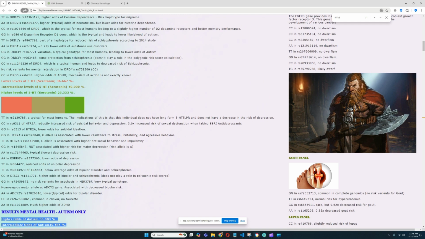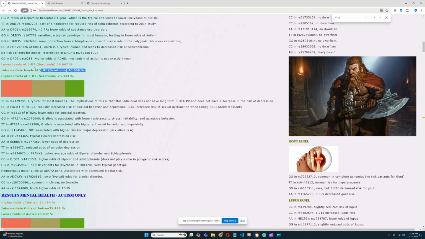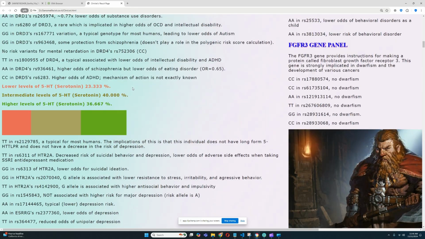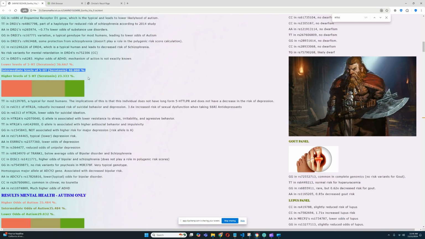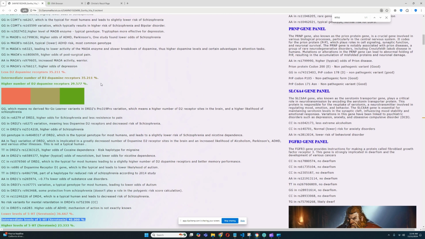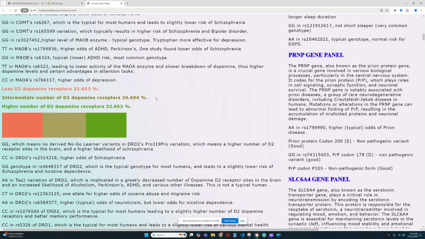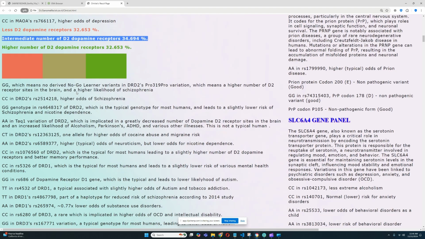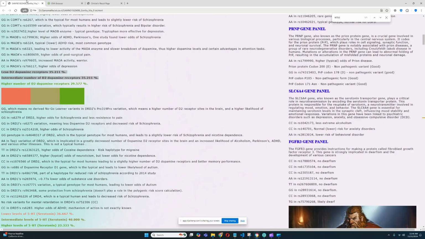And for levels of 5-HT and serotonin, Gorilla's got intermediate levels. What about chimp? Chimp has also got intermediate. Interesting. What about D2 receptor sites? So Gorilla's got intermediate or less. What about chimp? Chimp has also got intermediate, not less, just intermediate. But they both have AA in TOC1, don't they? Chimp has AA in TOC1, and gorilla also has an A in TOC1. So they both have the same genotype in TOC1, but gorilla has slightly less D2 receptor sites than chimp.